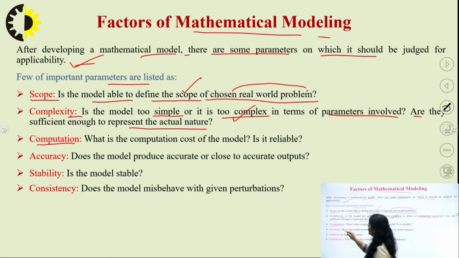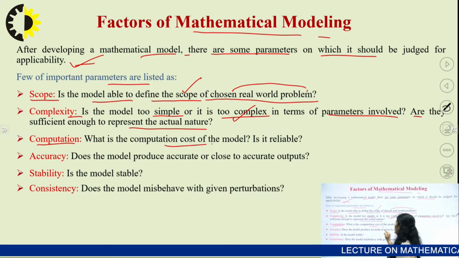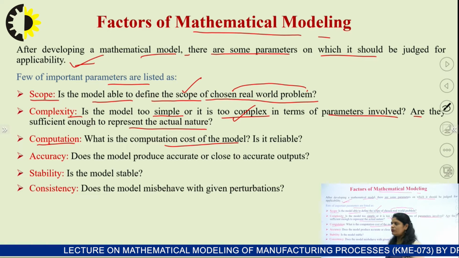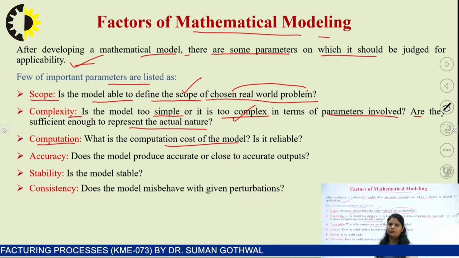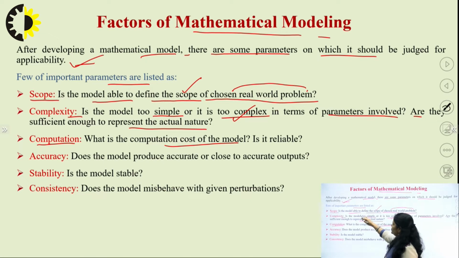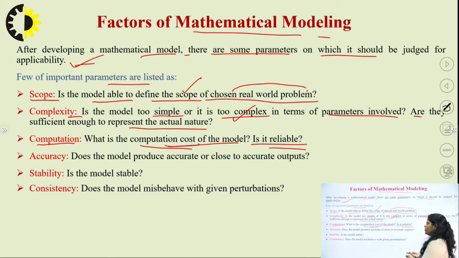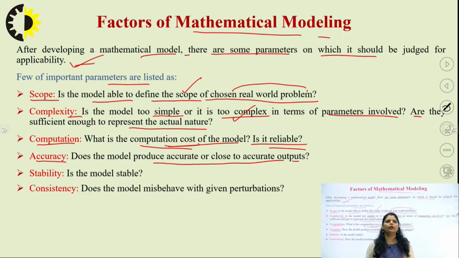Then we come to the computation. So in the computation, basically we will see the computation cost, because here we are using different software, different processes, different techniques for solving the equations. So it is associated with the cost, so it should be a reliable one so that we can adopt it. Accuracy. So what comes under the accuracy? Does the model produce accurate or close to accurate output with respect to the actual system? So in respect of the actual system, we will check the accuracy of our mathematical model.